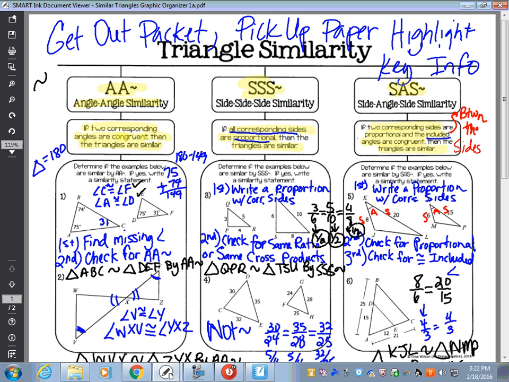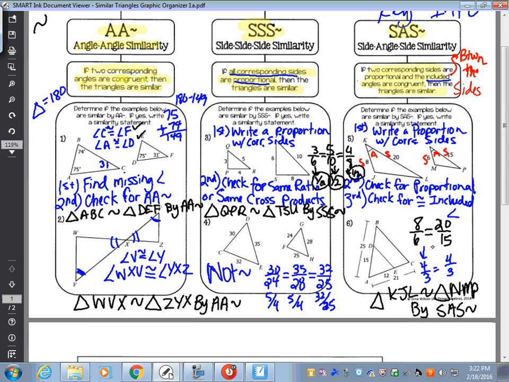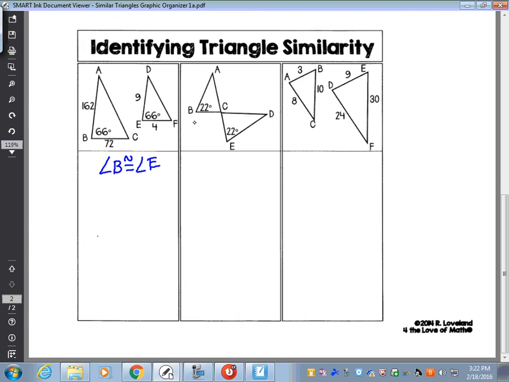All right, so do we have two angles on our triangle? No. So now we got it down to side angle side, right? So what is our step for that? What are we going to need to do? Make a proportion of corresponding sides. Right, make a proportion of corresponding sides. So let's get a proportion written. Give me some corresponding sides.